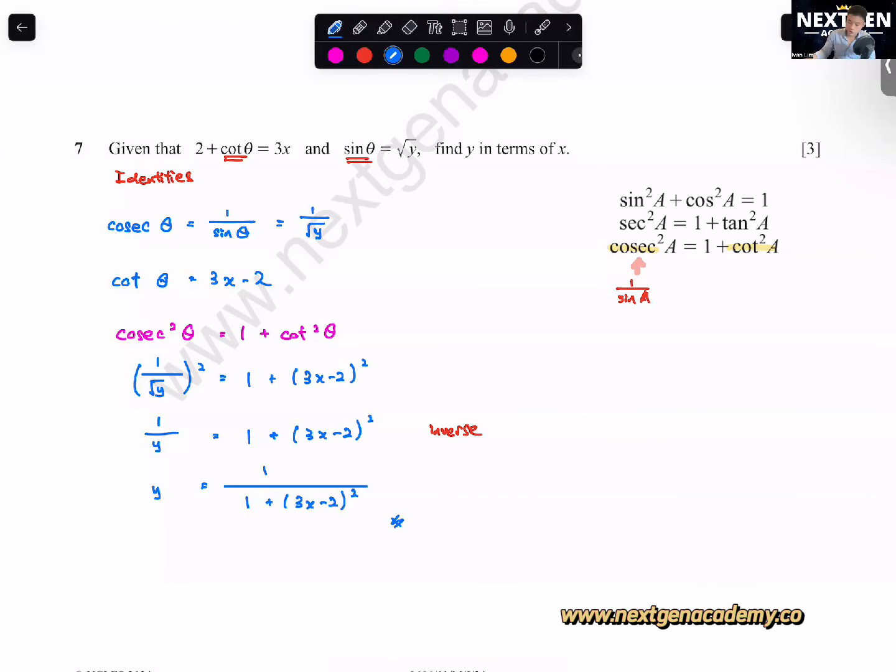Okay, so you can change this to cos over sine. Then after that, you put the sine inside, but you still have to find what is cos. How to find cos? You use this. You have to use this formula here. Later you simplify, you also will get this.